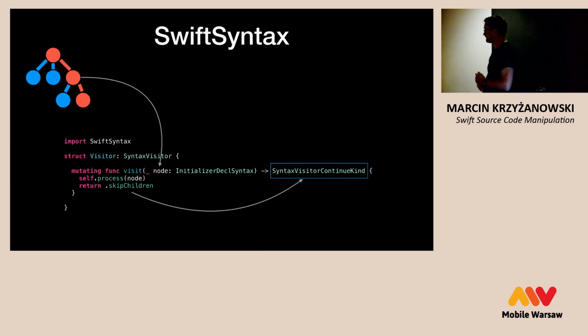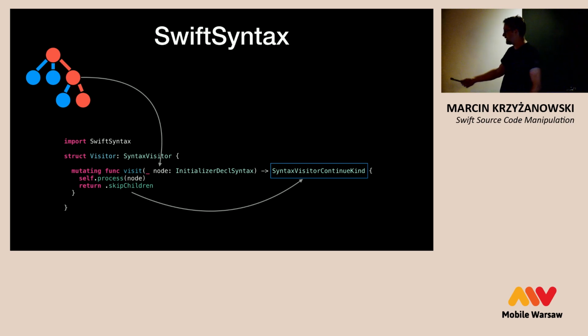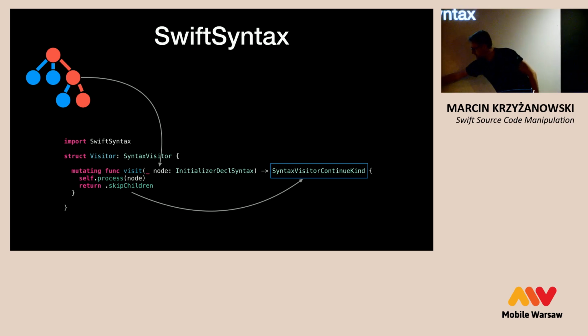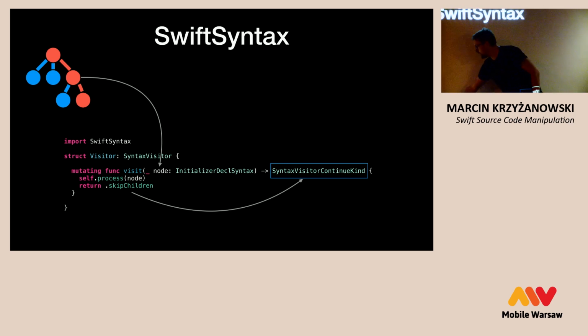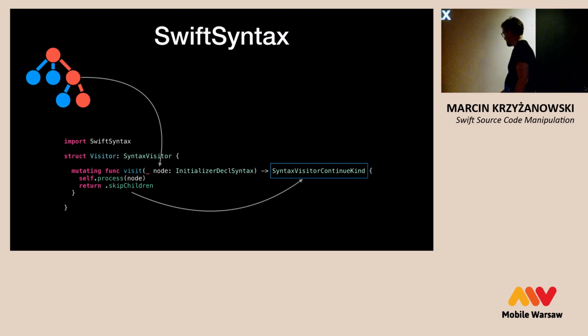How does it look in code? Import the Swift syntax module, and I have to implement the visitor, a syntax visitor, struct visitor here. One of the methods I choose, this is the method that will be triggered whenever the parser reaches the initializer, which is the init. Then I do some processing on a node and decide whether I'm interested in a child or not. Here I'm not, so I return skip children, and it just does not check the body of this initializer because I don't care.